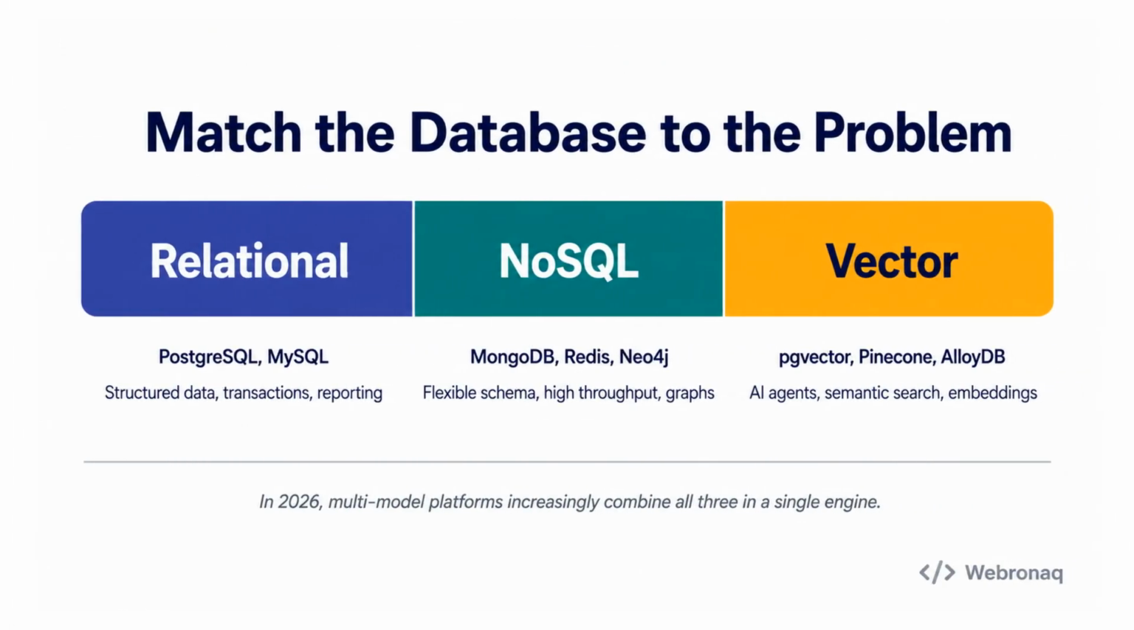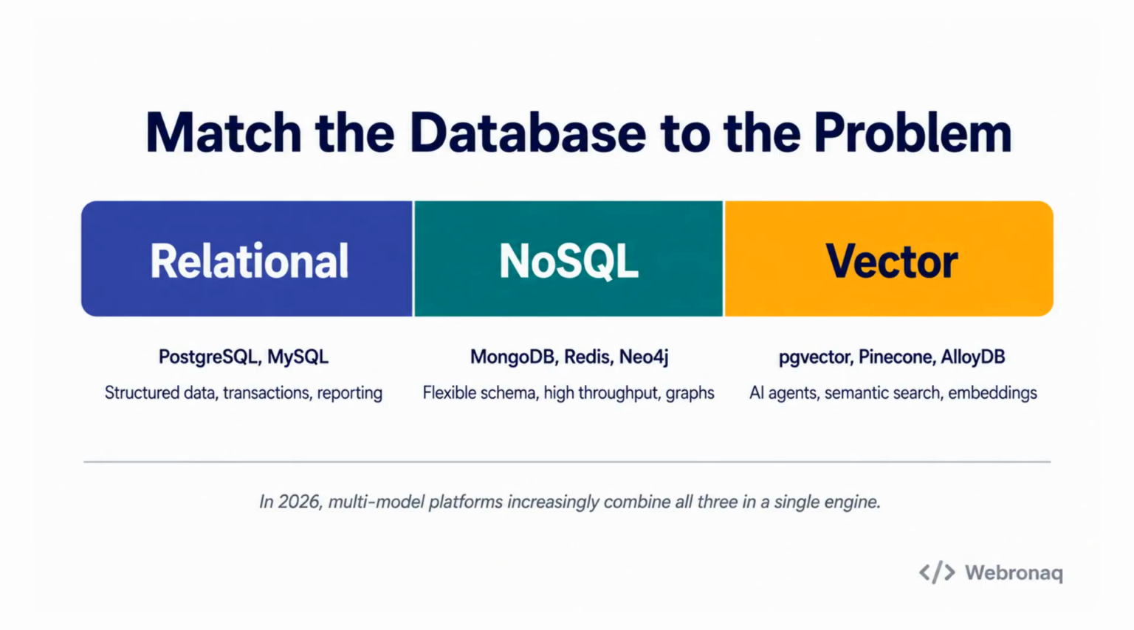Alright, let's bring it all together. You now have a mental model for the whole database spectrum. Relational databases like Postgres and MySQL are the right call when your data is structured, when you need reliable transactions, and when your team already speaks SQL. NoSQL databases like MongoDB, Redis, and Neo4j shine when you need schema flexibility, massive horizontal scale, or graph traversal. And vector databases, including PG Vector right inside Postgres or dedicated services like AlloyDB and Pinecone, are the foundation for any AI feature that needs to retrieve context by meaning, not by exact match.